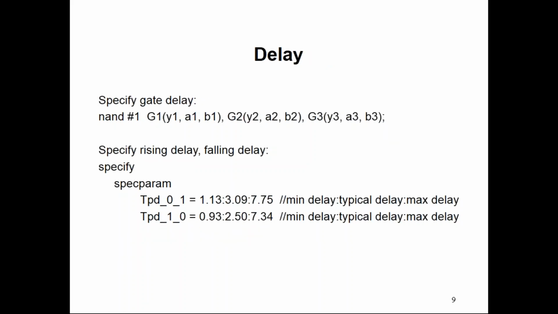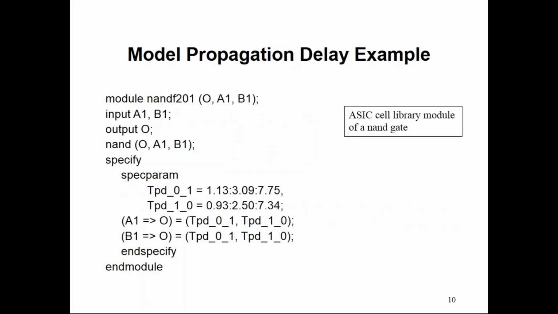In this, which one is the rising delay and which one is the falling delay? Actually, rising delay is 1.13 to 3.09, because it's a 0 to 1 transition. So that delay will be the difference between these two values, and the falling delay will be 3.09 to 7.75. That means for the total clock pulse.